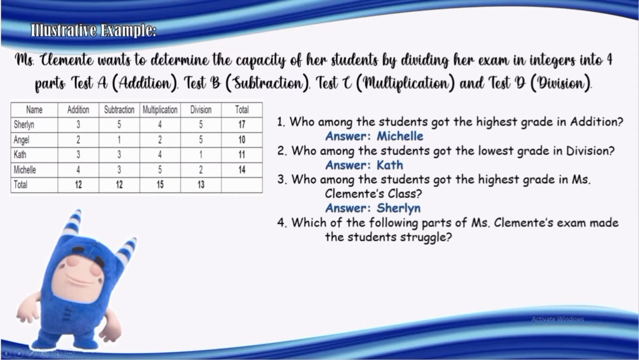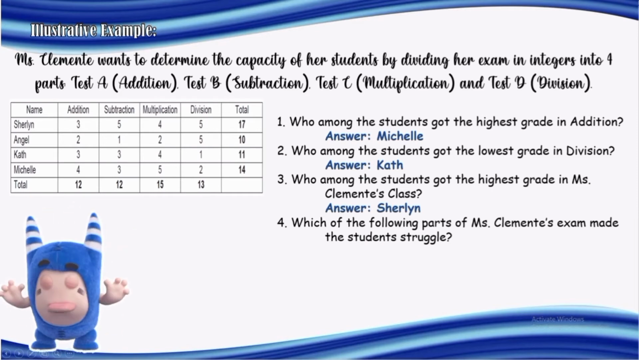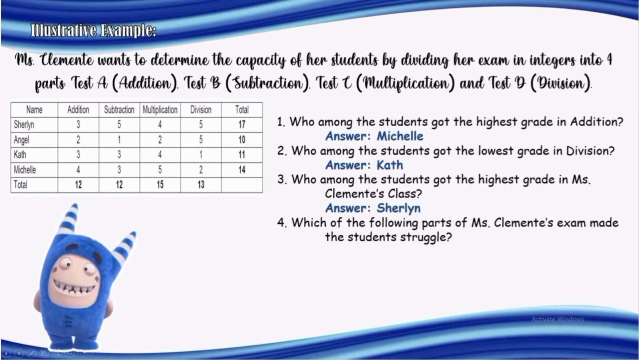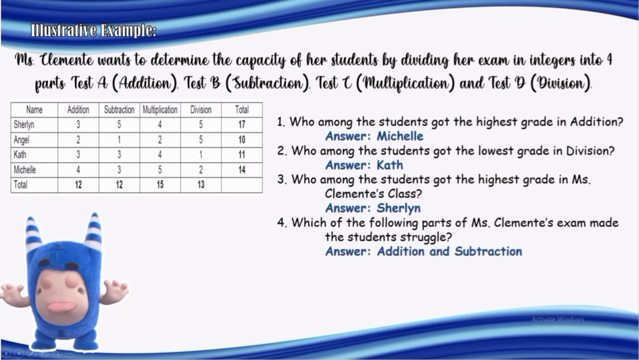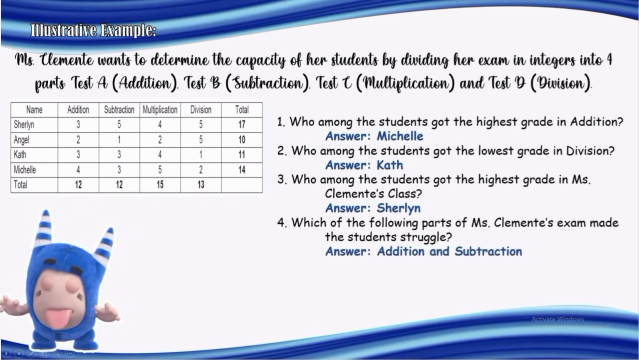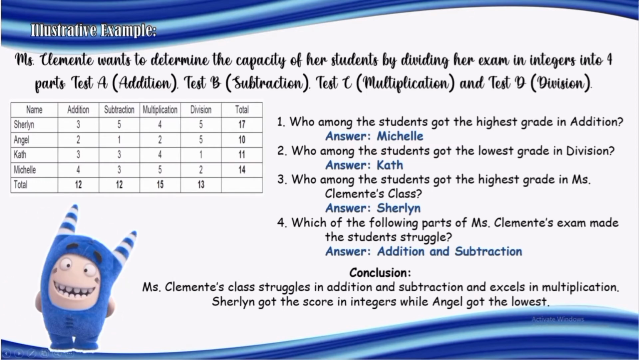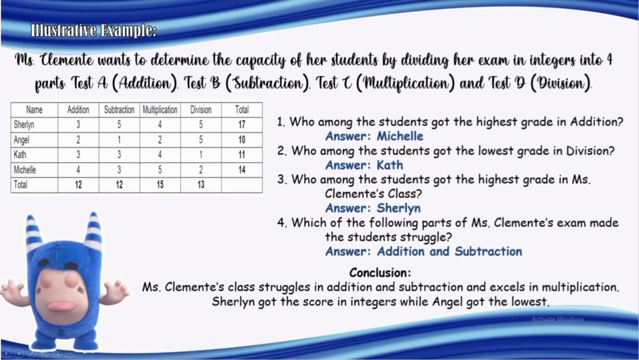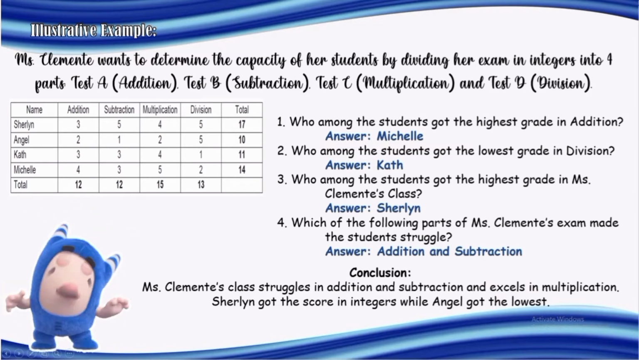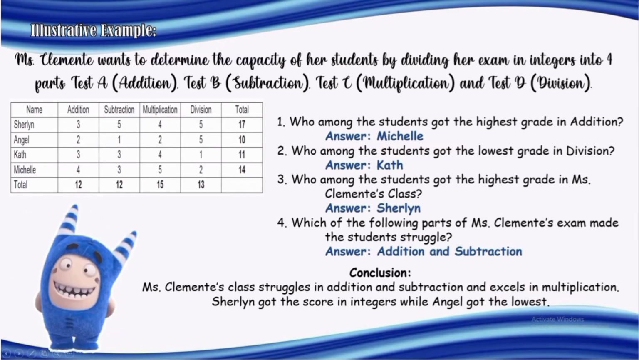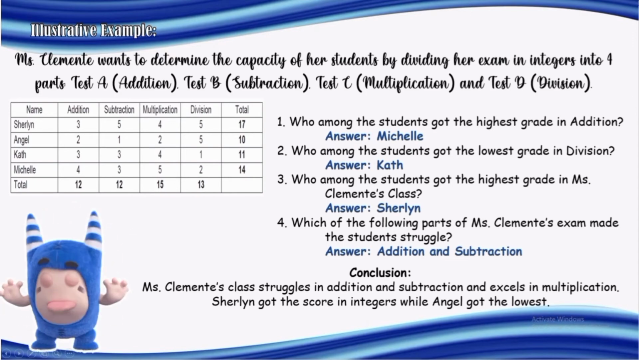Question number 4. Which of the following parts of Miss Clemente's exam made the students struggle? That is addition and subtraction. For our conclusion, Miss Clemente's class struggled in addition and subtraction and excels in multiplication. Sherlyn got the highest score in integers, while Angel got the lowest.